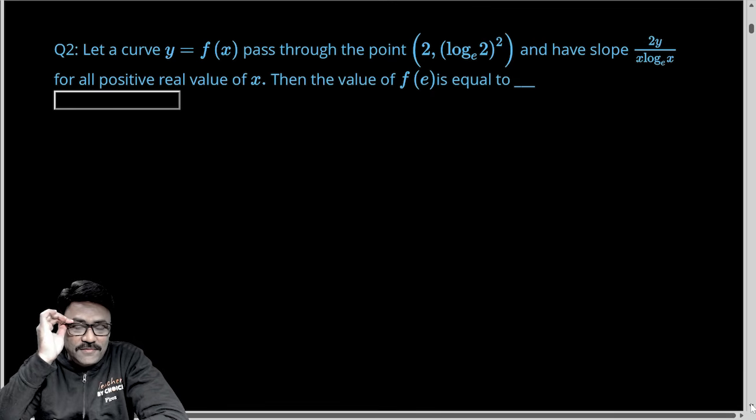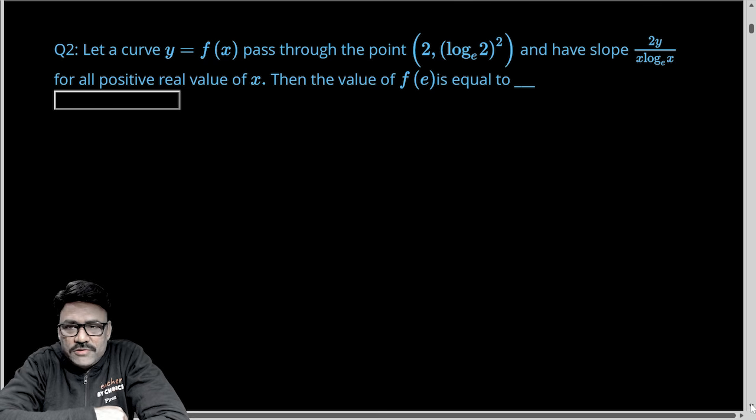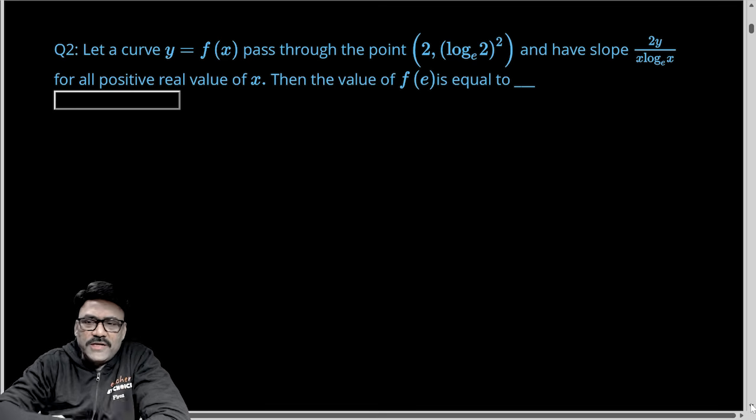Okay, see this question. This is from differential equations. They are saying that a curve passes through the point 2 comma log 2 whole square. This point is on the curve, and the slope of the curve at any point xy is given as 2y over x log x. This is the slope of the curve, and the curve is y is equal to fx. So what will be f of e? Basically, you have to find the value of the function at e.